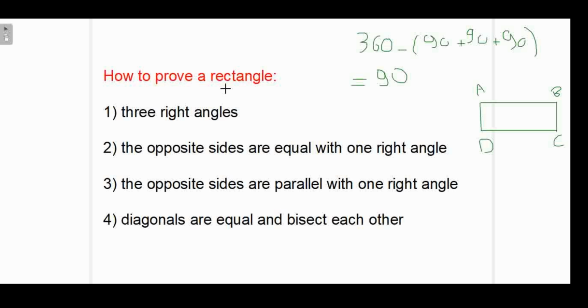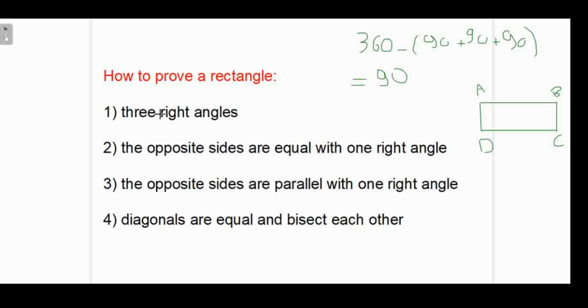And now, how to prove a rectangle. In order to prove a rectangle, we have four different ways. If one of them is correct, not exactly all four of them should be true. If one of them is true, then it is a rectangle. So let's start with the first one.